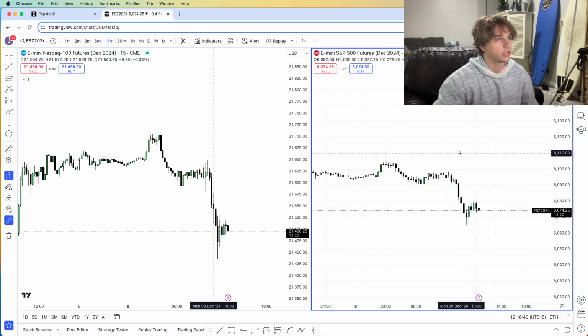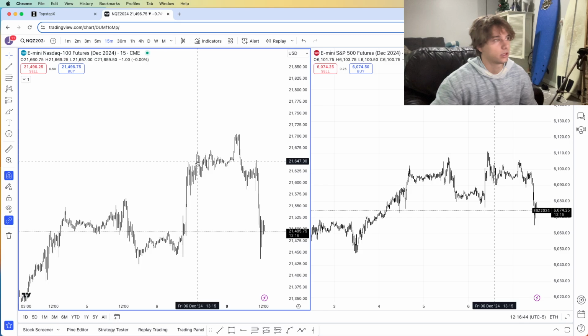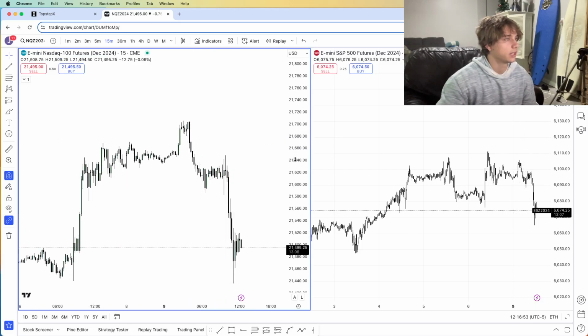But if we go to the 15-minute chart, this is what I was talking about with the SMT right here, or here at least. This high here is this high on ES right here, and we never end up taking that out. So we have an SMT there. That was the first part of the bearish bias, like I said.